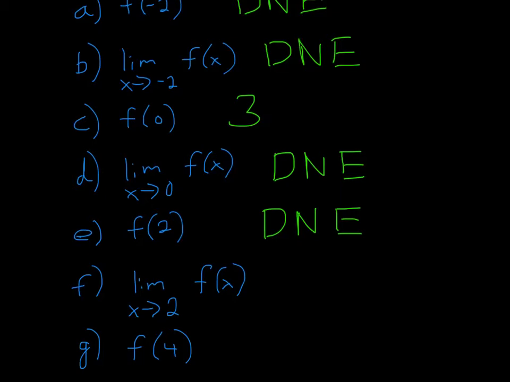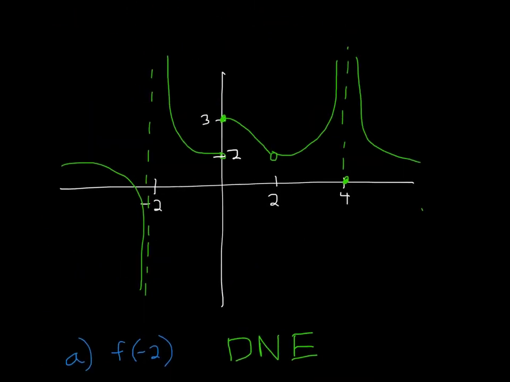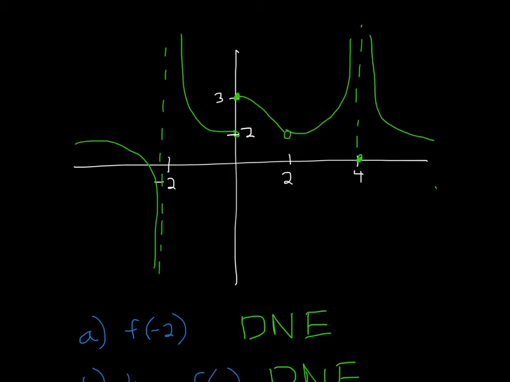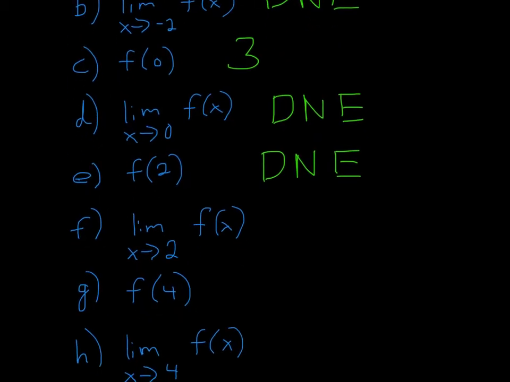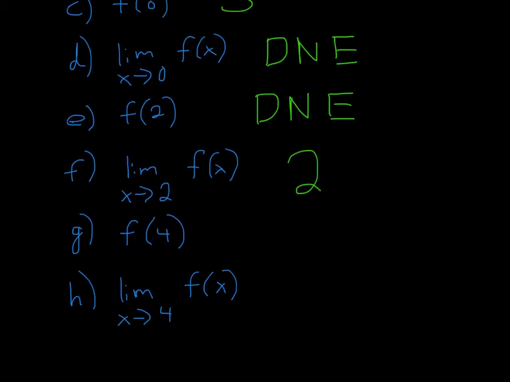Here it's the limit as x approaches 2 of f of x. Here they ask for the limit, so you check from the left and from the right. As x approaches 2, what y value is it approaching? From the left, the y value it's approaching is 2. From the right, the y value it's approaching is 2. So the left and right are both approaching 2. So this limit is 2.